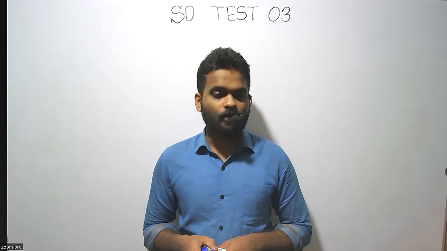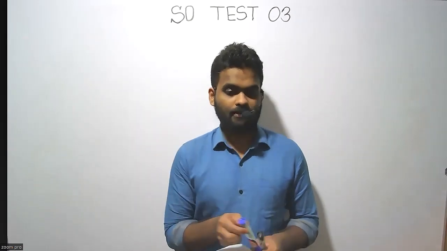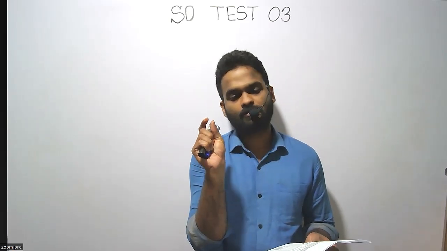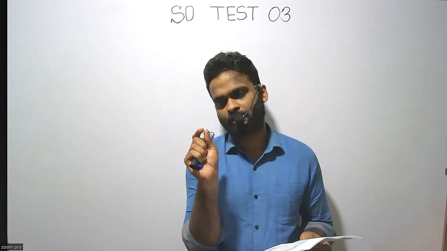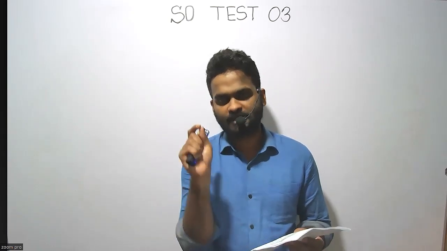Okay, then we'll move on to the first question. Least count of a standard meter ruler is. Least count means the smallest value that you can take from a measuring instrument.